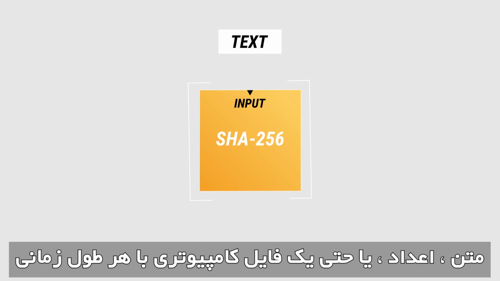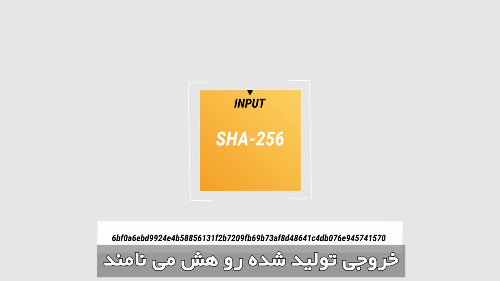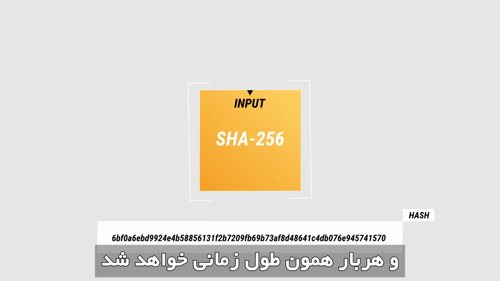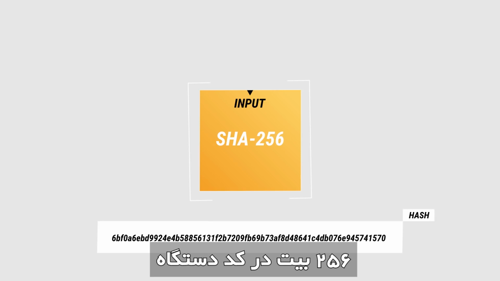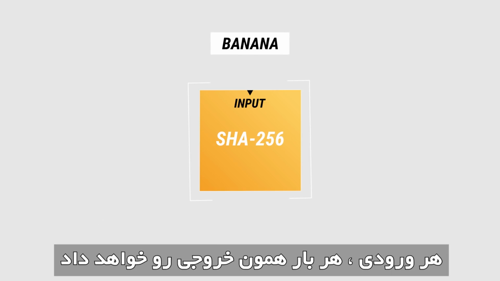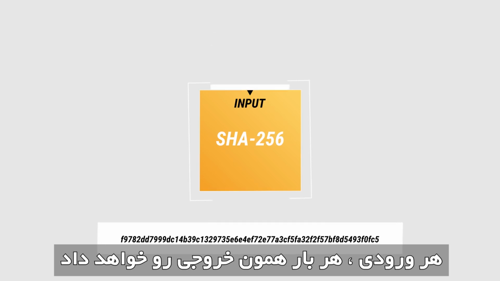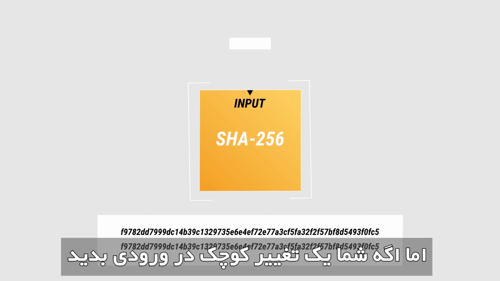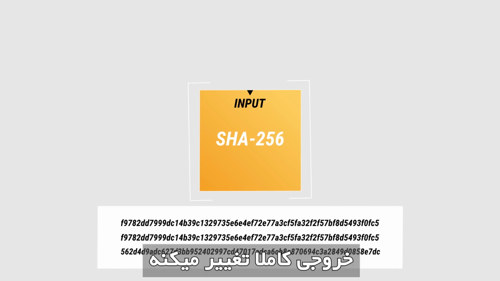It takes an input, which can be anything: text, numbers, or even a computer file of any length. The output produced is called a hash and will be the same length every time, 256 bits in machine code. The same input will give the same output every time. It's not random, but if you make a small change to the input, the output will change completely.